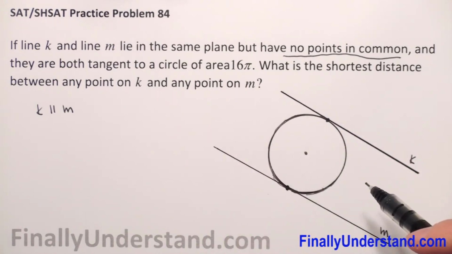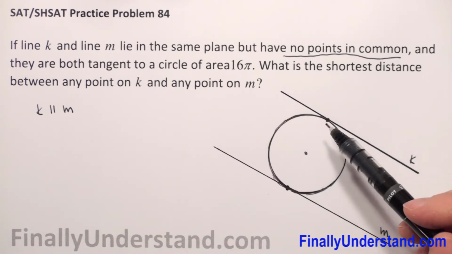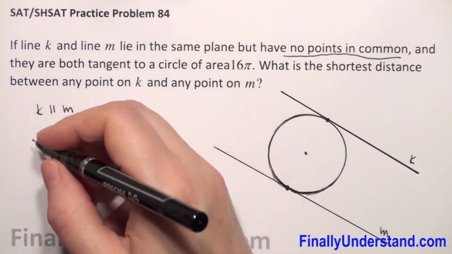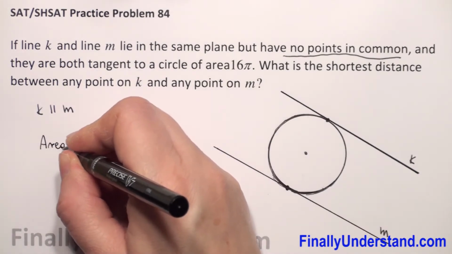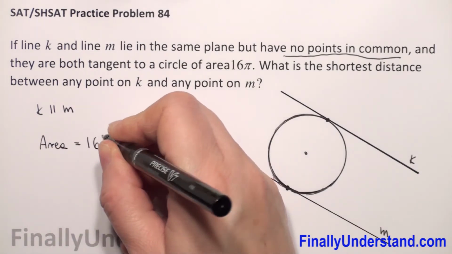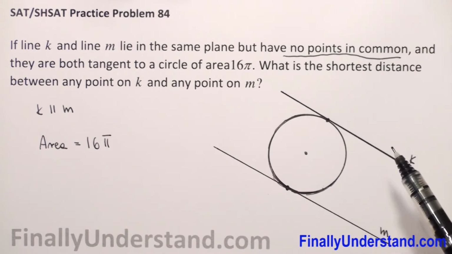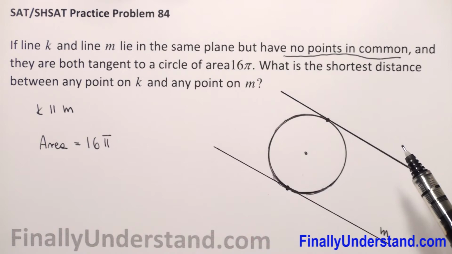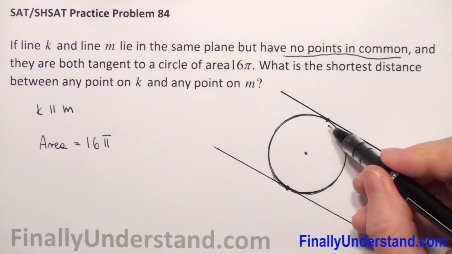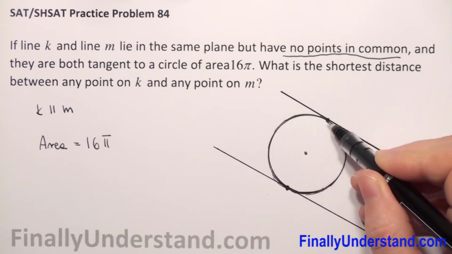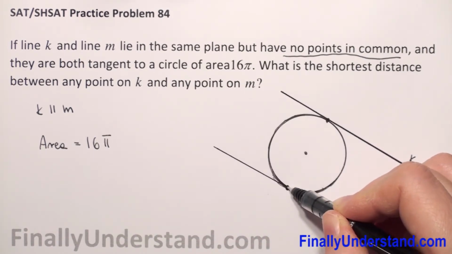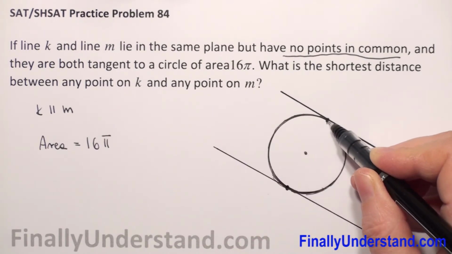What else? We have that the area of the circle is 16 pi. And we have to find the shortest distance between any point of K and any point of M. What will it be? The shortest will of course be the distance between these two points. And what is the distance between these points?